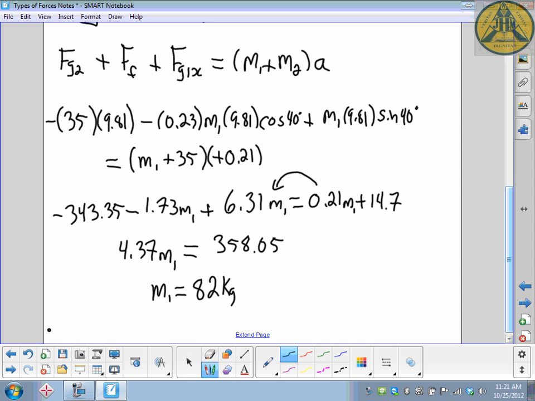So I was probably a little more precise with my decimal places, so even though the answer we're supposed to get is around 80, 82 is definitely close enough. It's a matter of rounding and precision. So to make an acceleration down the ramp, you need a very heavy object, very massive object, 82 kilograms.